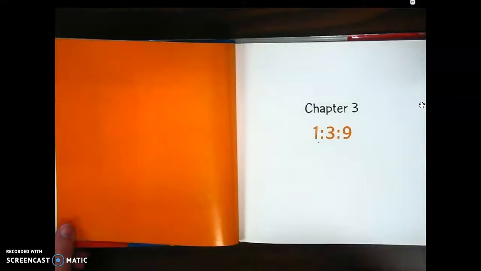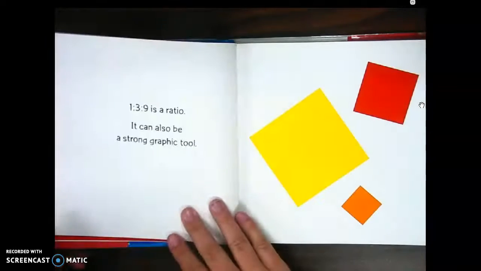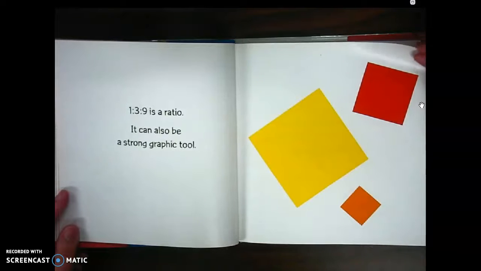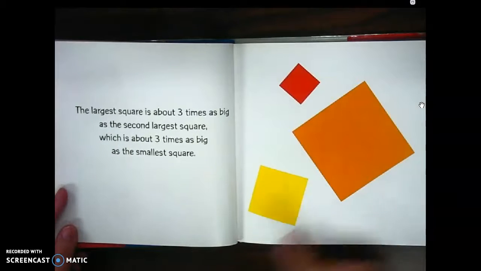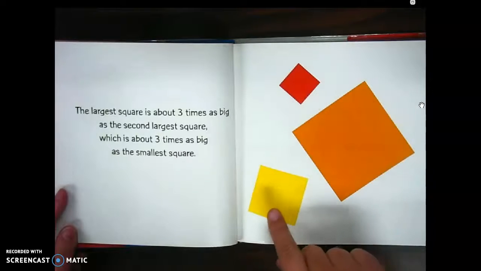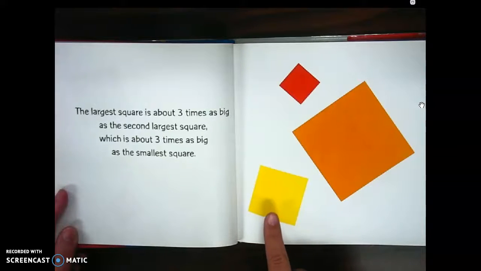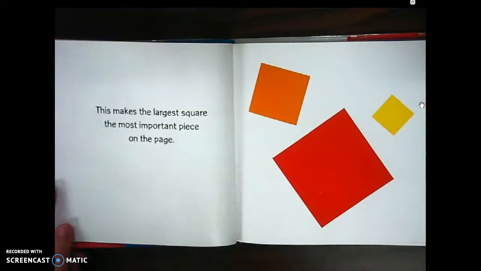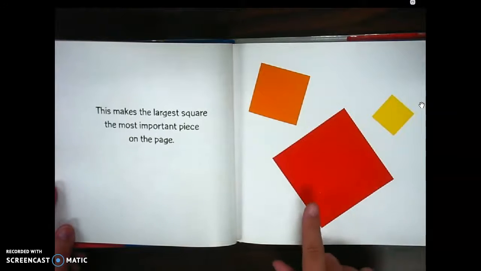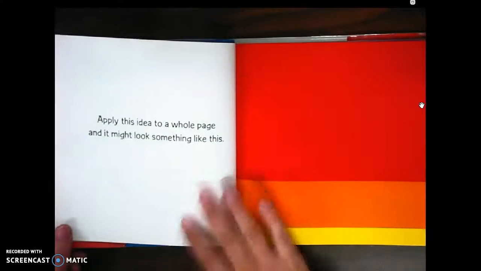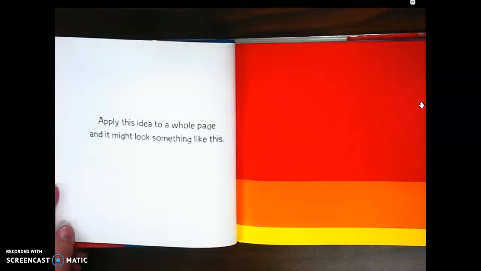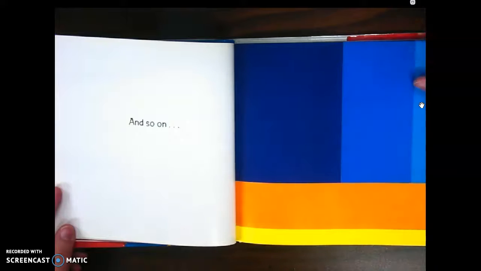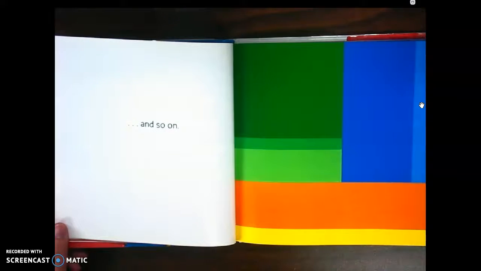Chapter 3, 139. 139 is a ratio. It can also be a strong graphic tool. The largest square is about three times as big as the second largest square, which is about three times as big as the smallest square. This means the largest square is the most important piece on the page. Apply this idea to a whole page, and it might look something like this. And so on.